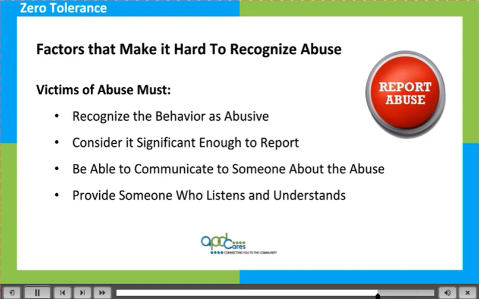A number of factors can make it difficult to identify abuse, neglect, and exploitation of individuals with developmental disabilities. One of the factors is the individual does not recognize that abuse, neglect, or exploitation has taken place. In order to let someone know they are being maltreated, victims of abuse must recognize the behavior as abusive, consider it significant enough to report, be able to communicate to someone about the abuse, and have someone who listens and understands.